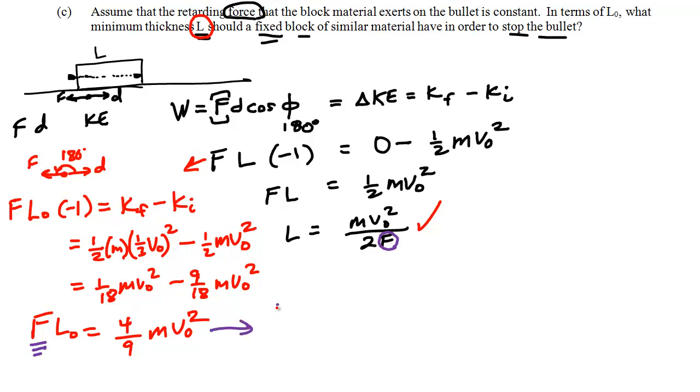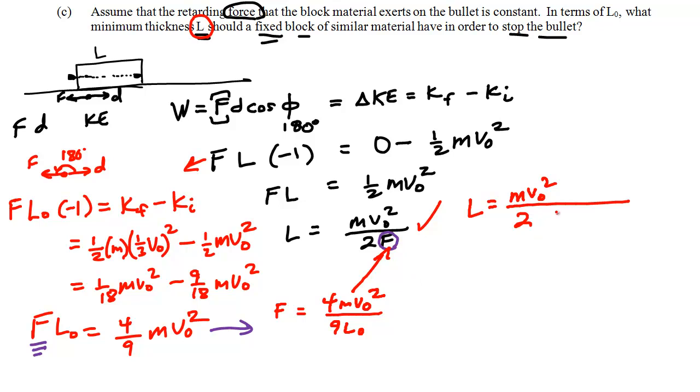So we have f equals 4m v naught squared over 9l naught. This we're going to stuff into here. So if my algebra is capable, I have m v naught squared all over 2 times this, 4m v naught squared over 9l naught.